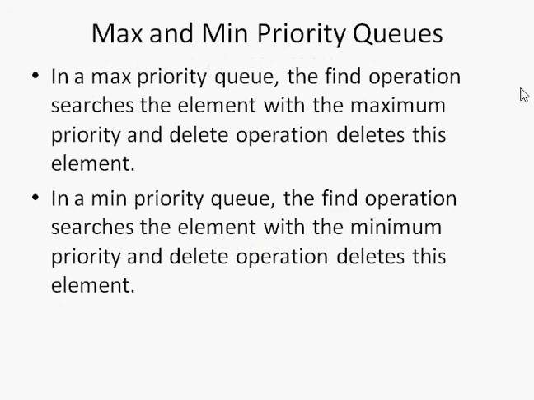In a max priority queue, the find operation generally searches for the element with the maximum priority, and the delete operation deletes this element. Similarly, in a minimum priority queue, the find operation searches for the element with minimum priority, and the delete operation deletes this element. So this is how the max and min priority queues are defined.